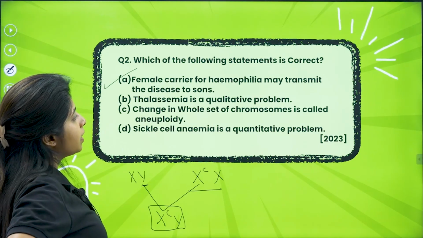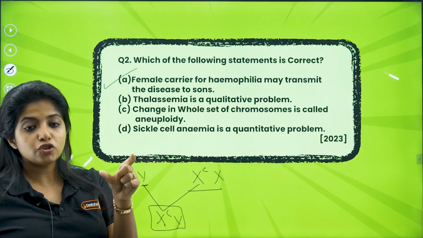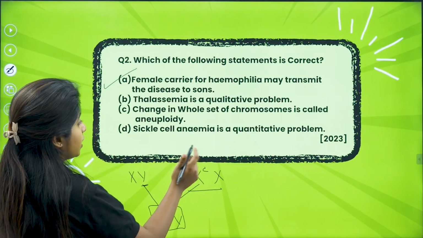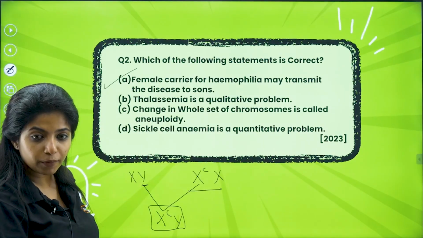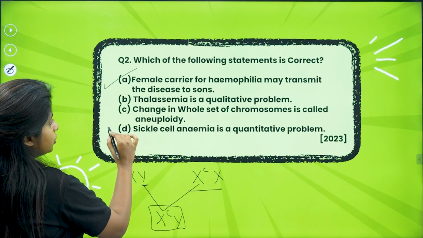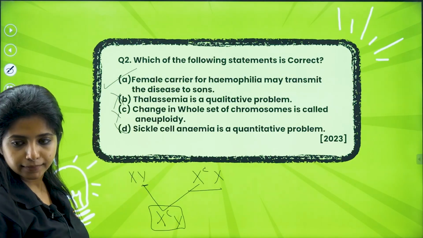Now, sickle cell anemia is a quantitative problem. No, it is a qualitative problem. The beta globin gene which is produced, the quality of it is bad, which eventually makes the hemoglobin also bad, which eventually makes the RBC structure also really bad. So all of the other things are wrong, only the first is correct. Okay.